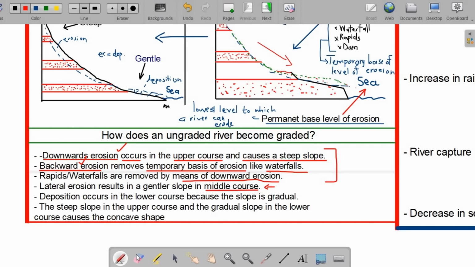It will create these, as I illustrated them, those nick points, which we don't want. And then we need deposition. Deposition should occur in the lower course because the slope is gradual. So it will help to create that gradual slope in the lower course if deposition occurs or increases. Therefore there's a steep slope in the upper course, and then a gradual slope in the lower course. That's what we needed. This results in that concave shape.